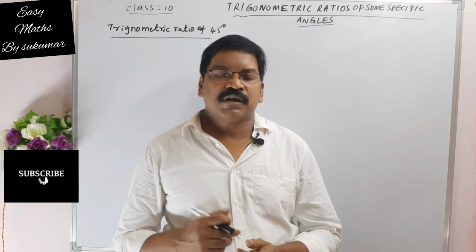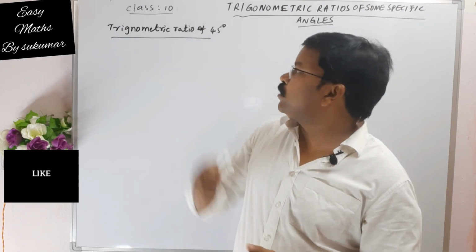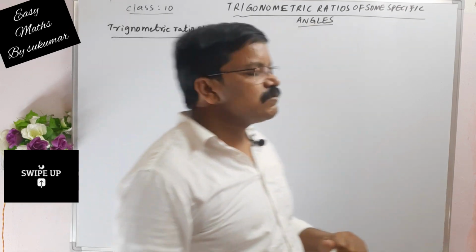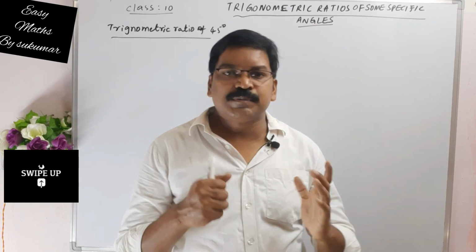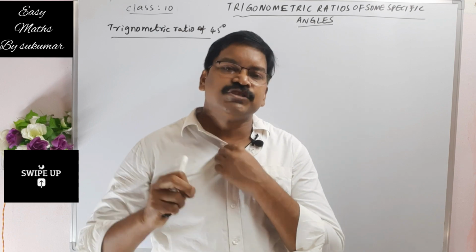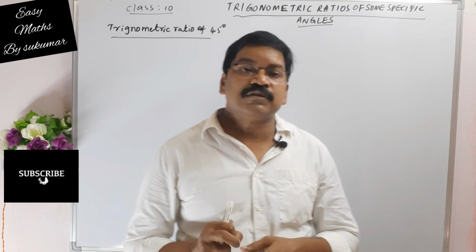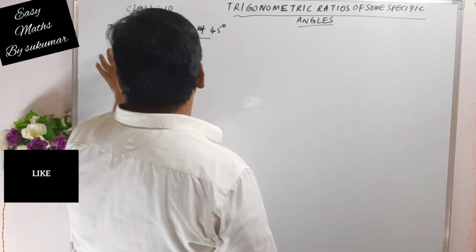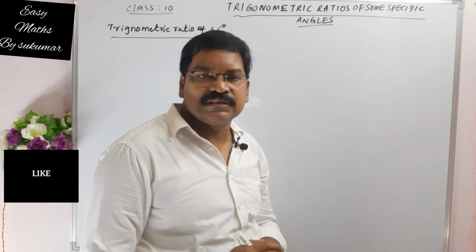students. Now we are going to learn a very important topic, the trigonometric ratios of some specific angles. The specific angles are 0, 30, 45, 60 and 90 degrees. Let us learn first the trigonometric ratios of 45 degrees.